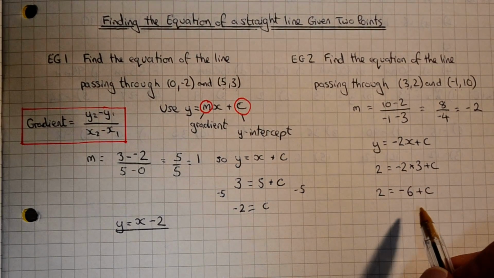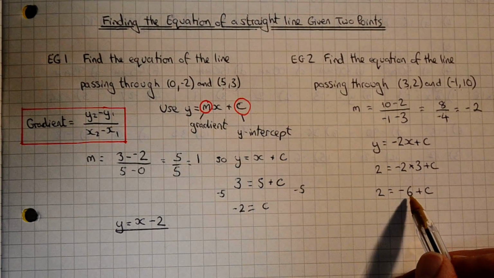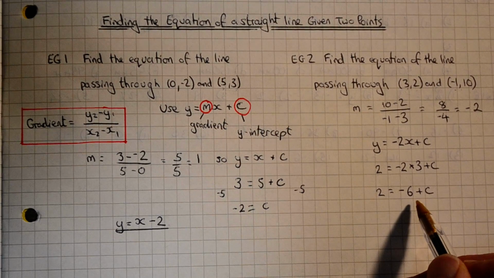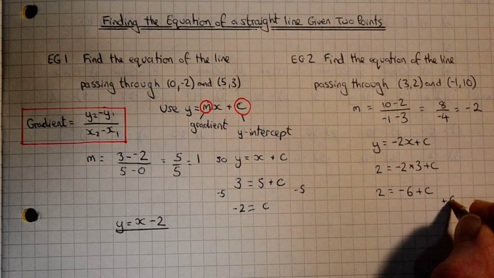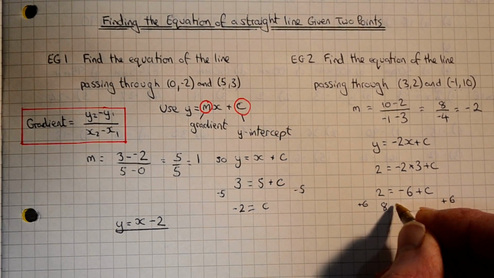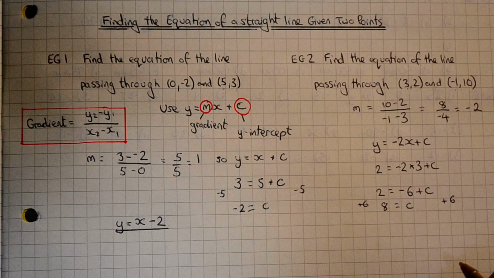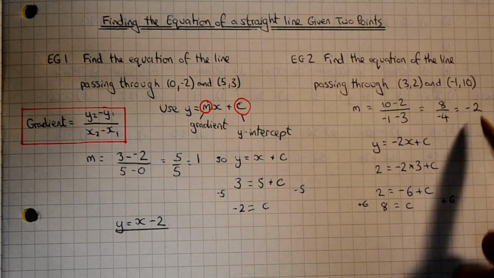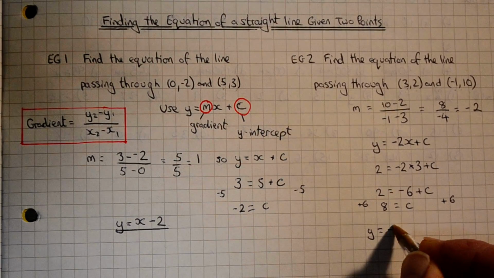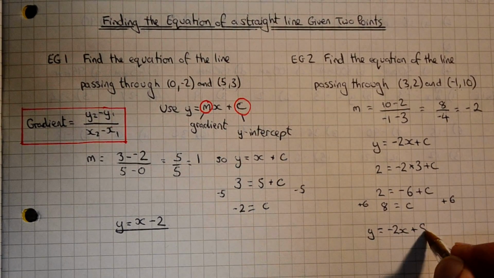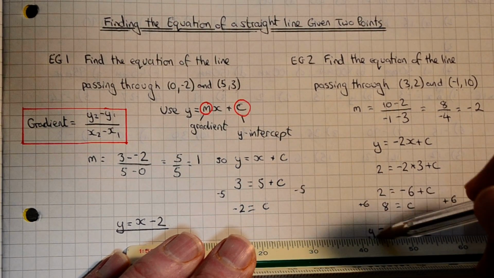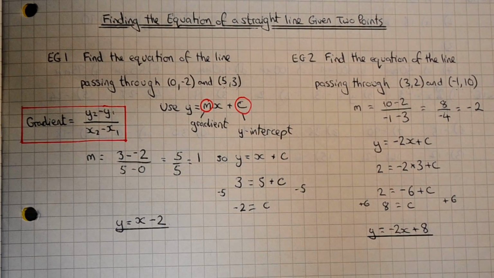We could at this stage just say what do we add on to minus 6 to get up to 2? and think of the number line, or else we can balance equations. To get rid of a minus 6 we need to add 6 on to both sides, will give us 8. So now we've worked out m, we've worked out c, so we can sub them into our equation. Y equals minus 2x, which we've used already, but now plus the 8. And that's the equation of the line that goes through those 2 points.